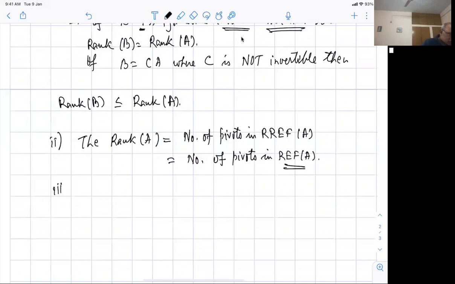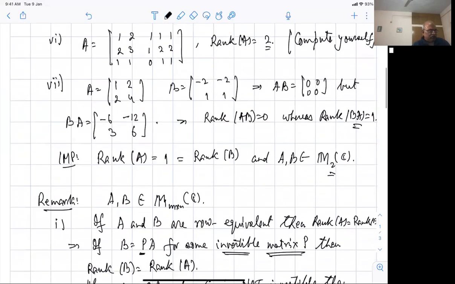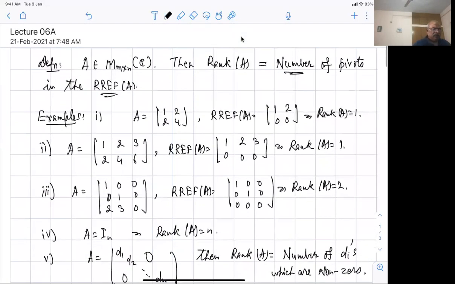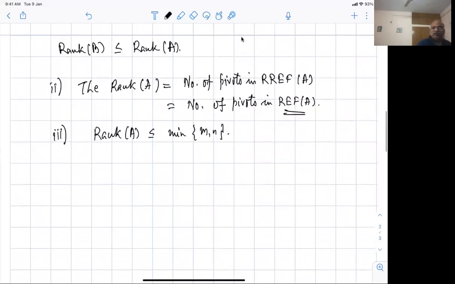Third part. Now the number of pivots cannot exceed the number of columns, and it also cannot exceed the number of rows. So the rank of A has to be less than or equal to the minimum of M and N. All right, so you have to keep track of this. This is very important, that it cannot exceed certain things. Now, important thing, even though I have used the word rank here, I am computing the RREF. All right, so important thing that I am computing RREF to get the rank.